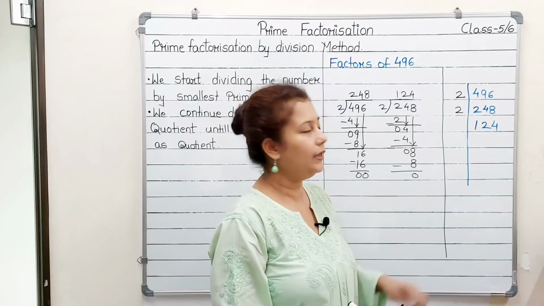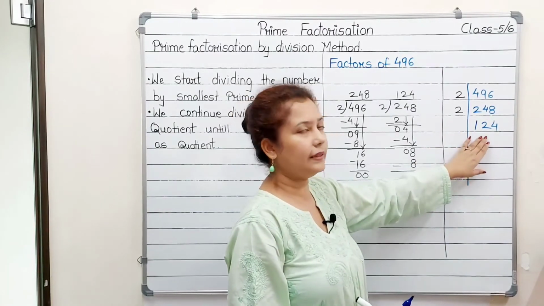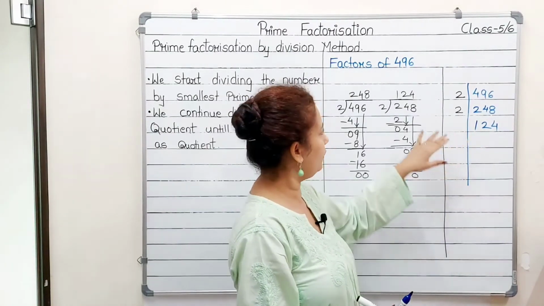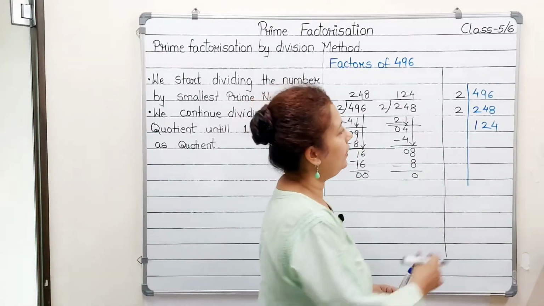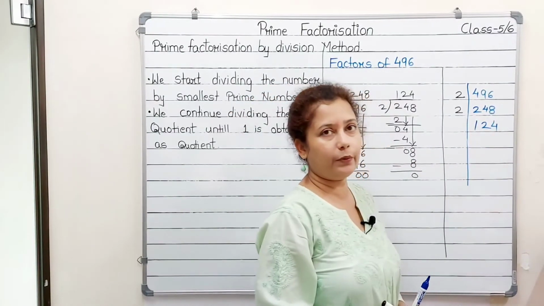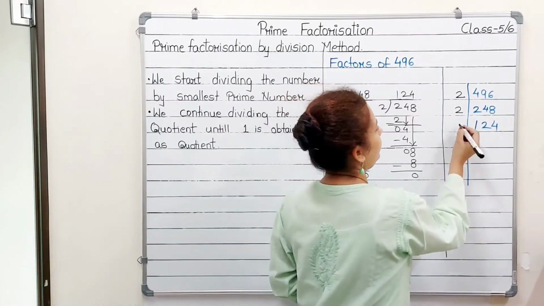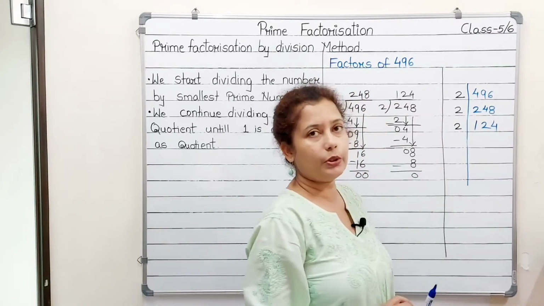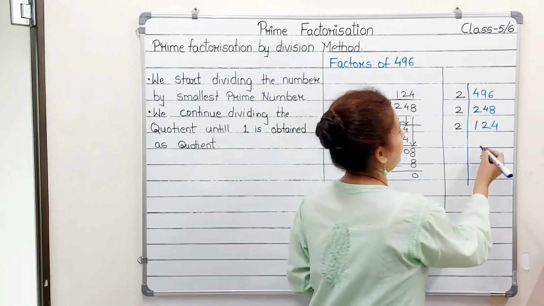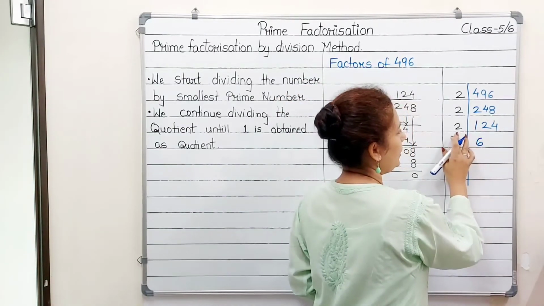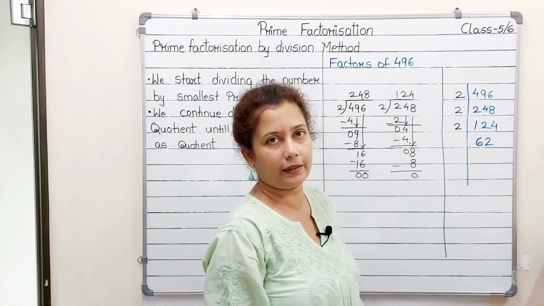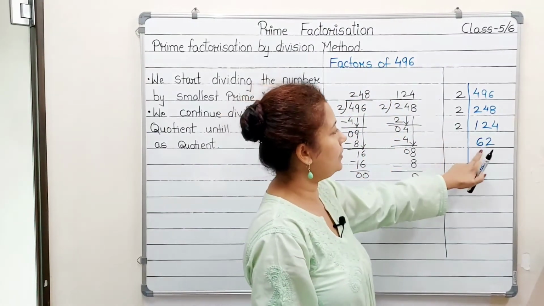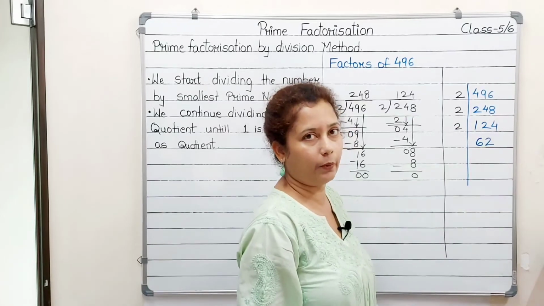Now I will tell you a direct method of dividing the number from here. Instead of doing all this division, we can directly divide the number here. We know that 124 is divisible by 2. So we will write 2 here. 2 into 6 is 12. So we will write 6. And 2 into 2 is 4. So we will write 2 over here. So 2 into 62 will be 124.